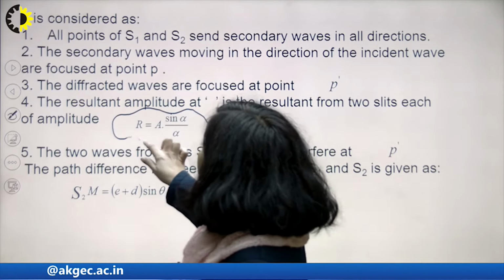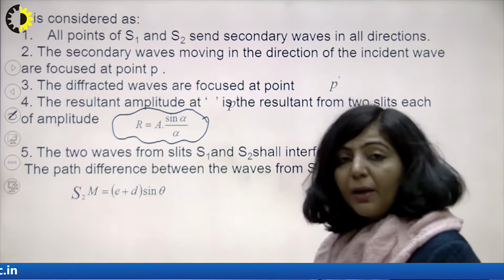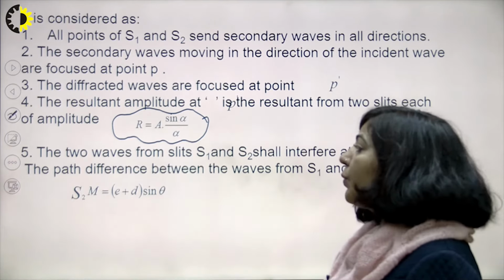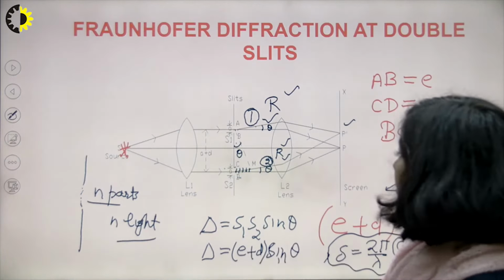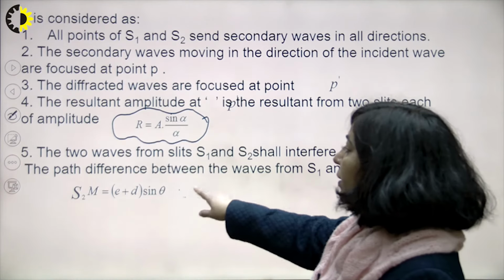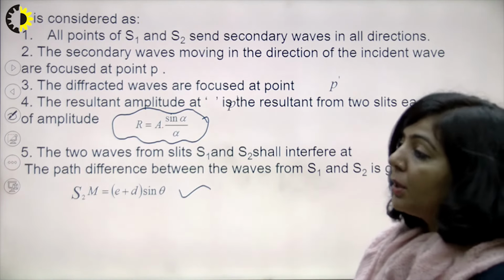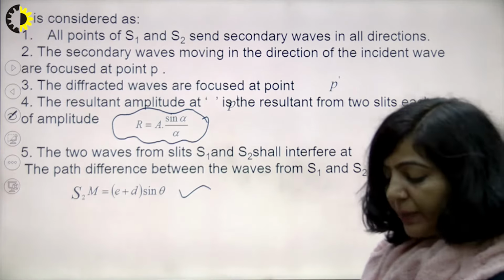You have seen this through single slit diffraction, that the resultant of n simple harmonic motions is equal to A sine alpha upon alpha. We have seen this path difference already. So, you have seen here the path difference is E plus D sine theta, and that is written over here. The path difference between the two interfering rays, each of amplitude R, is given by E plus D sine theta.